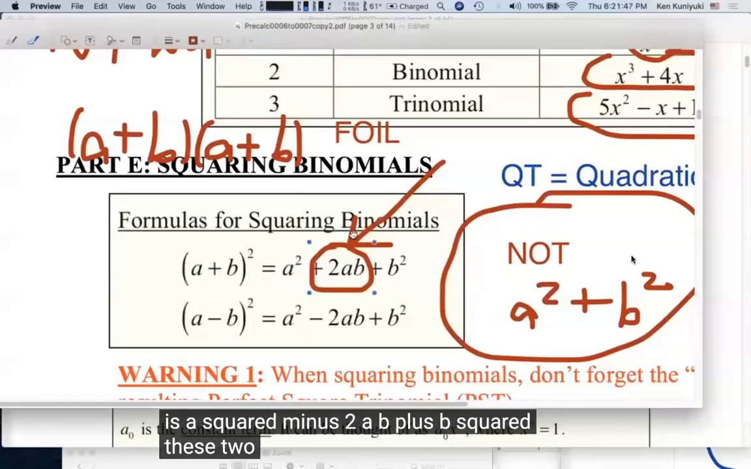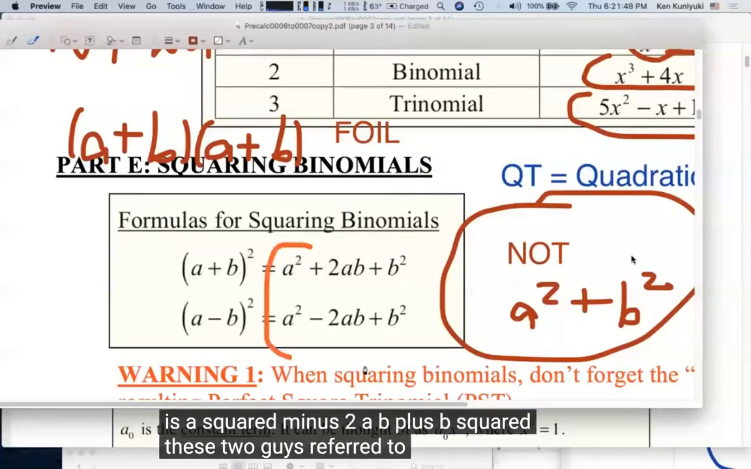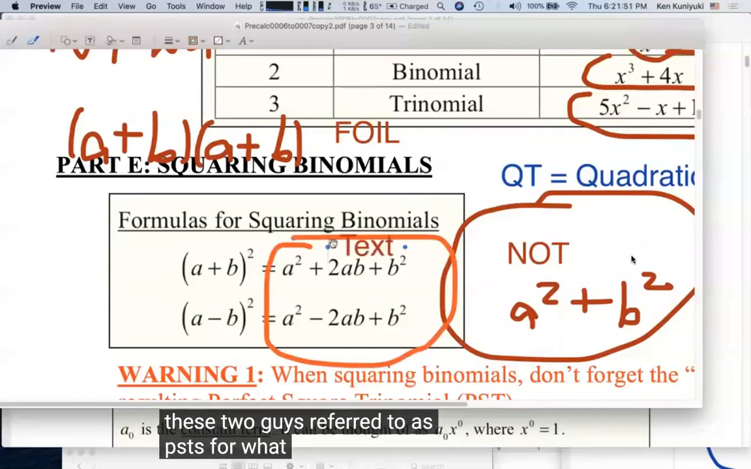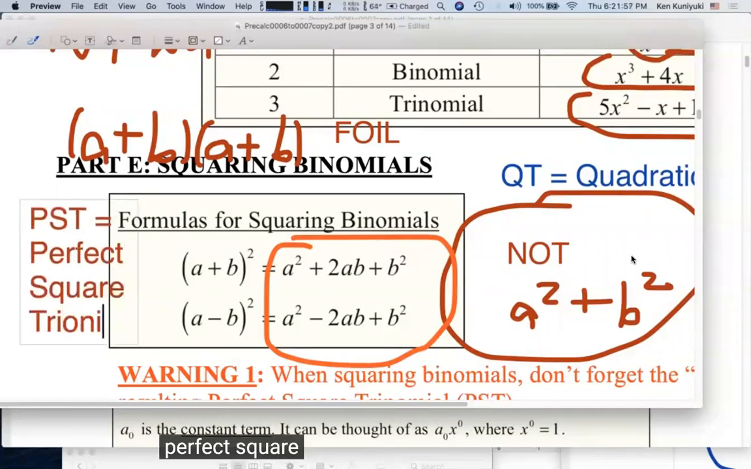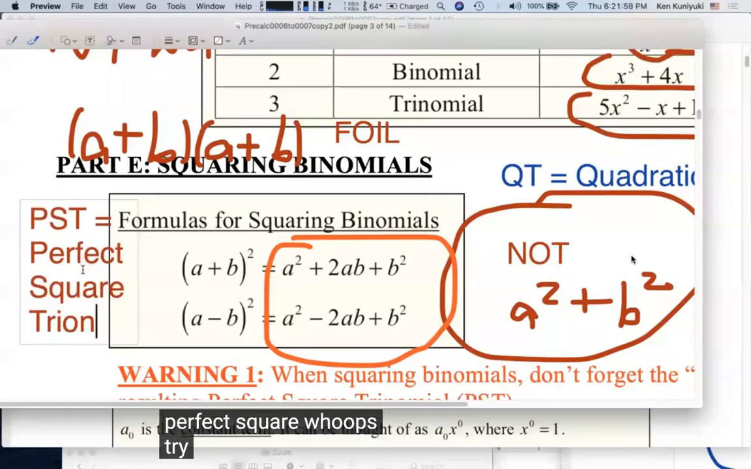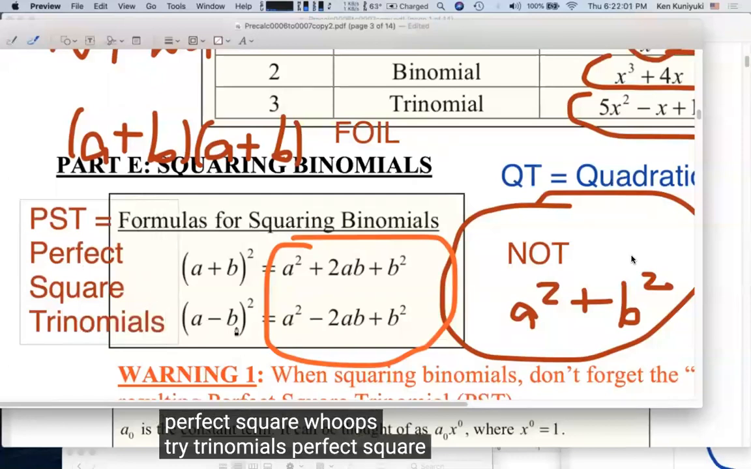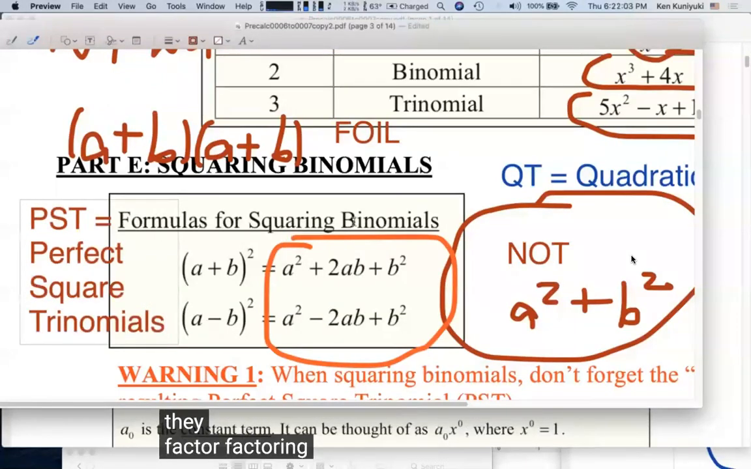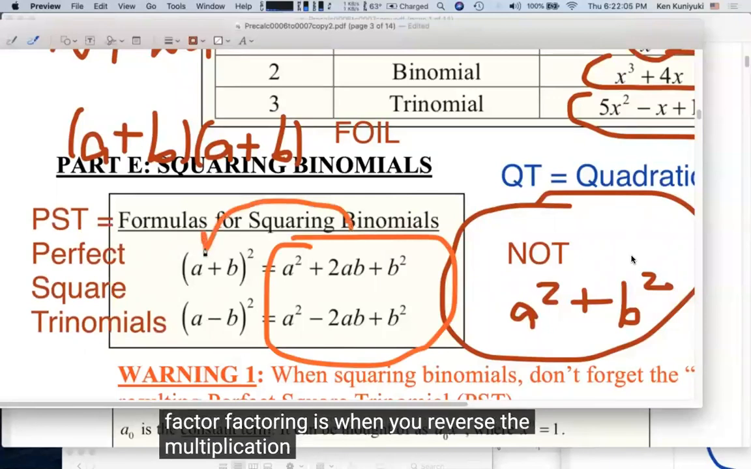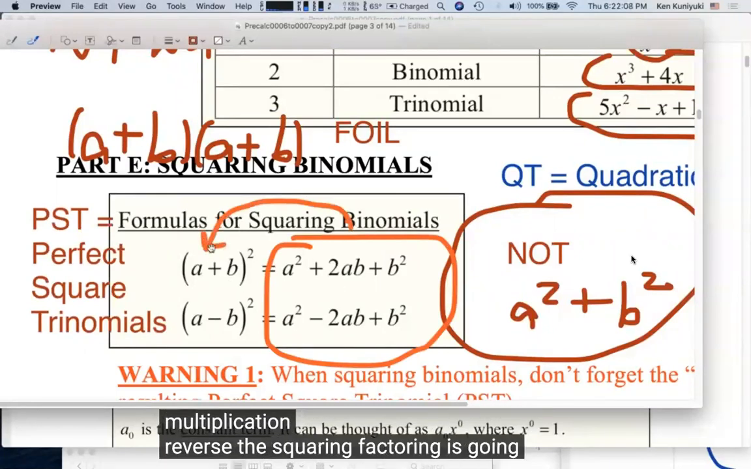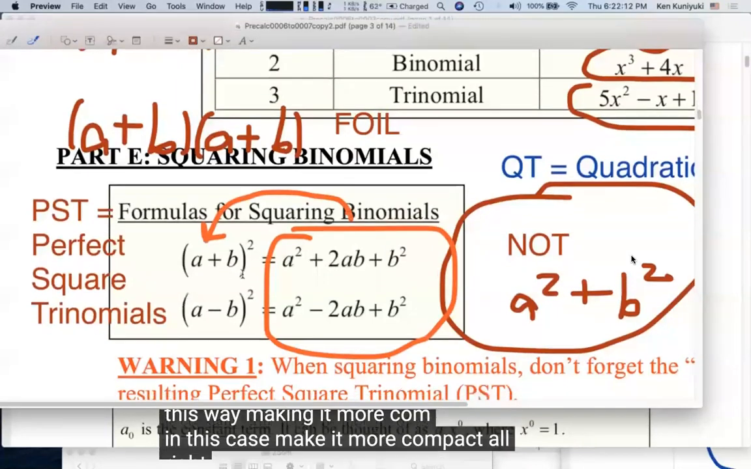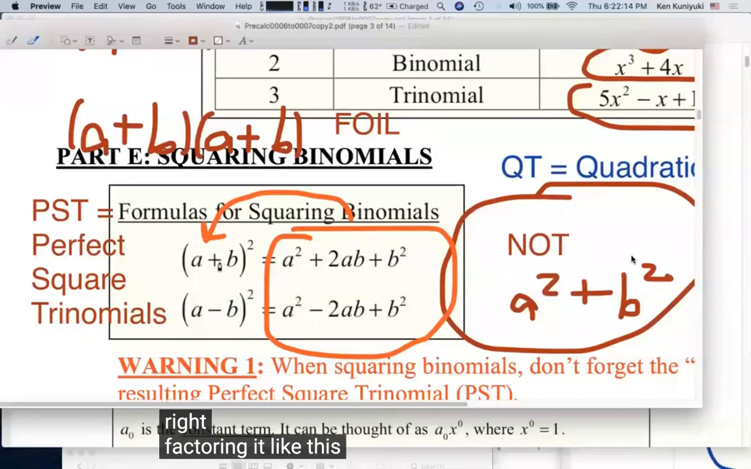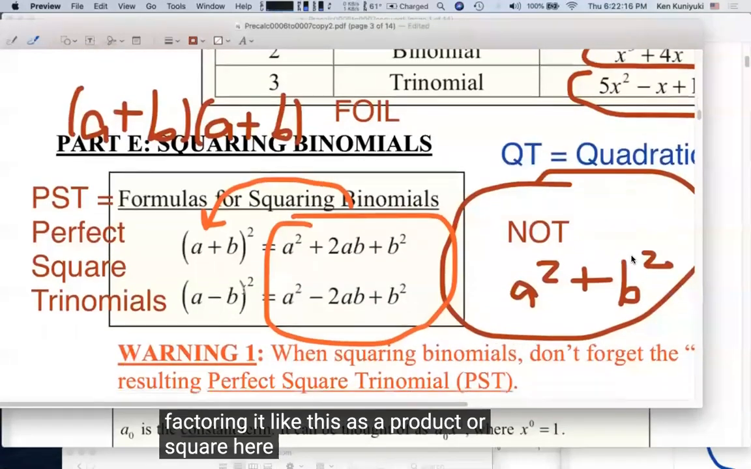These two guys are referred to as PSTs. For what? Do you remember? Perfect square trinomials. They factor. Factoring is when you reverse the multiplication, reverse the squaring. Factoring is going this way, making it more compact, in this case, factoring it like this, as a product or a square here.